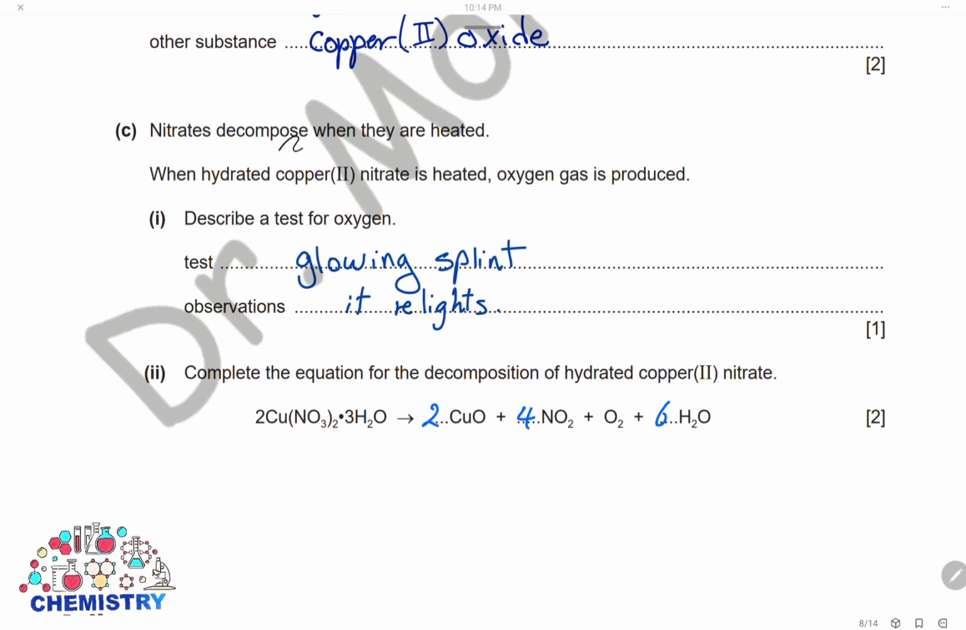Nitrates decompose when they are heated. When hydrated copper nitrate is heated, oxygen gas is produced. Describe a test for oxygen. The test is a glowing splint, and the observation, the splint will relight.